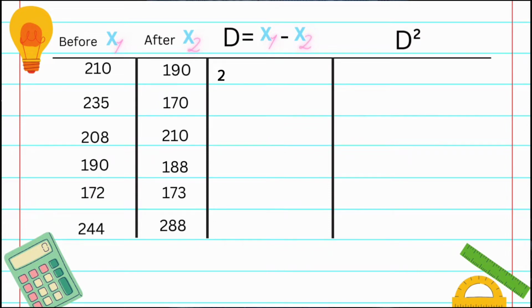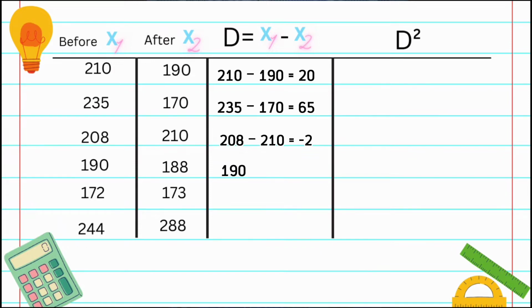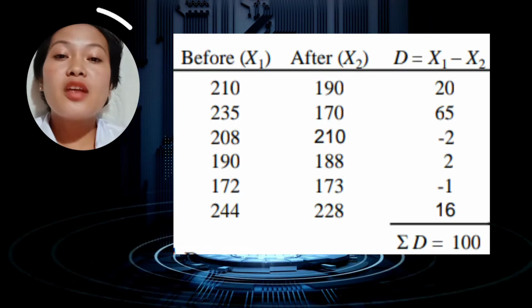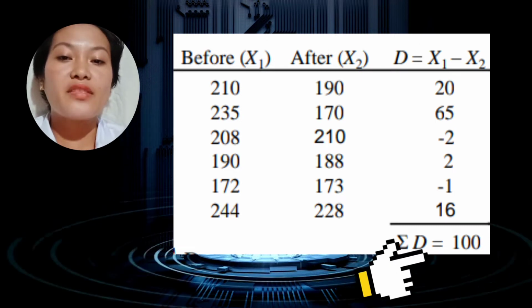Now, we have 210 minus 190 equals 20. 235 minus 170 equals 65. 208 minus 210 equals negative 2. 190 minus 188 equals 2. 172 minus 173 equals negative 1. 244 minus 228 equals 16. Hence, we have the summation of D equal to 100.